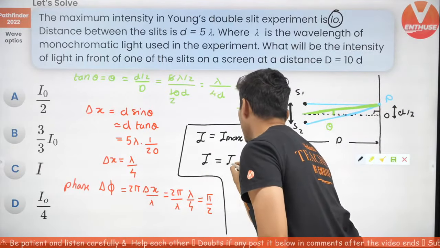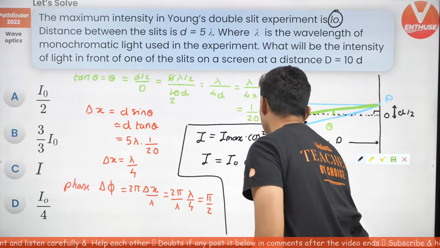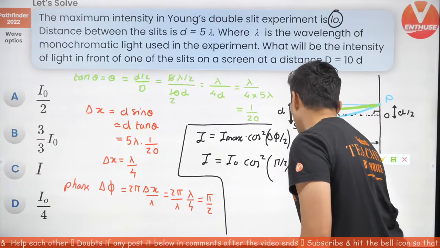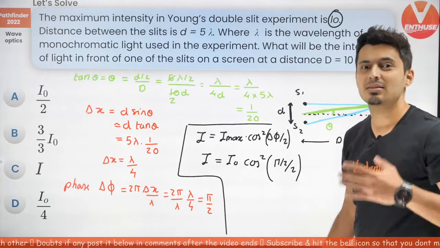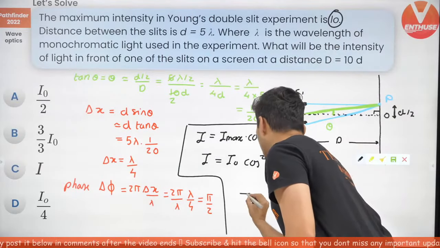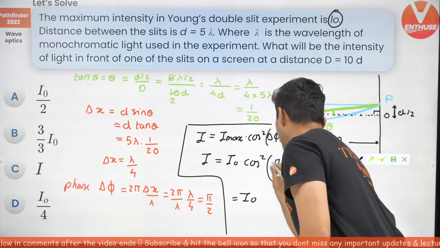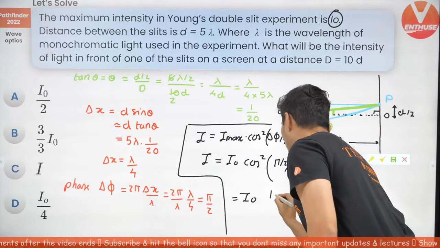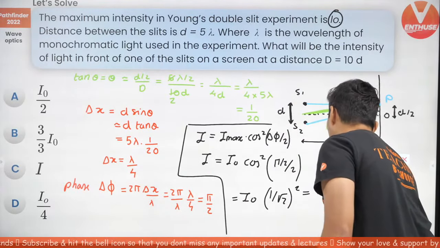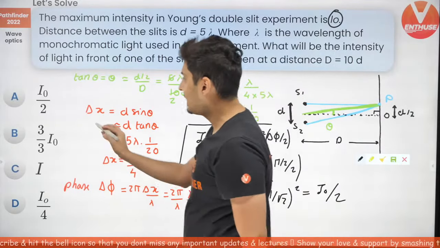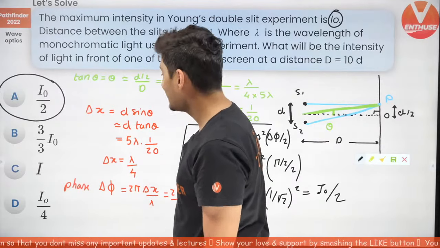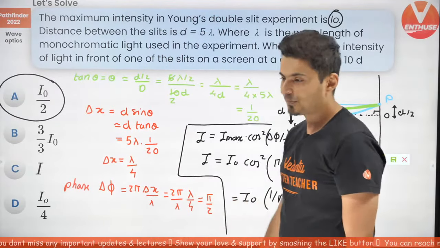So this will be I0 into cos square. Del phi is pi by 2. So pi by 2 by 2, which is pi by 4, which is 45 degrees. Cos 45 is 1 by root 2. So this will become equal to cos 45, which is 1 by root 2 square, which is I naught divided by 2. Is I naught divided by 2 there somewhere? Yes, it is. That is not option D, it is option A.